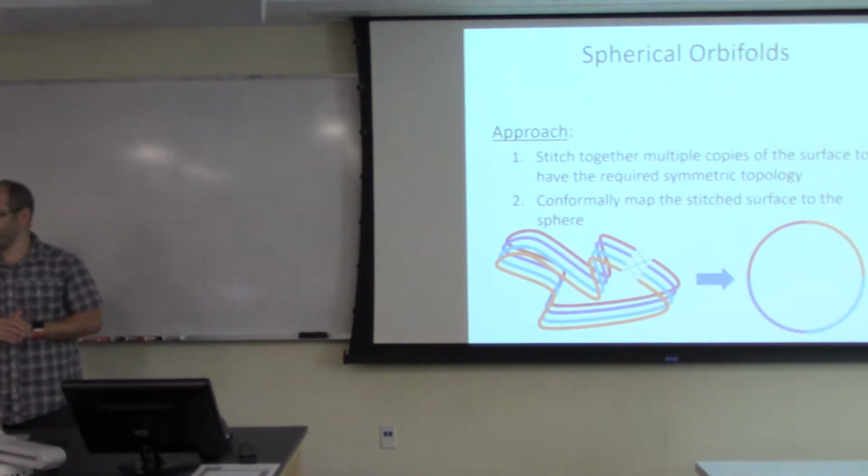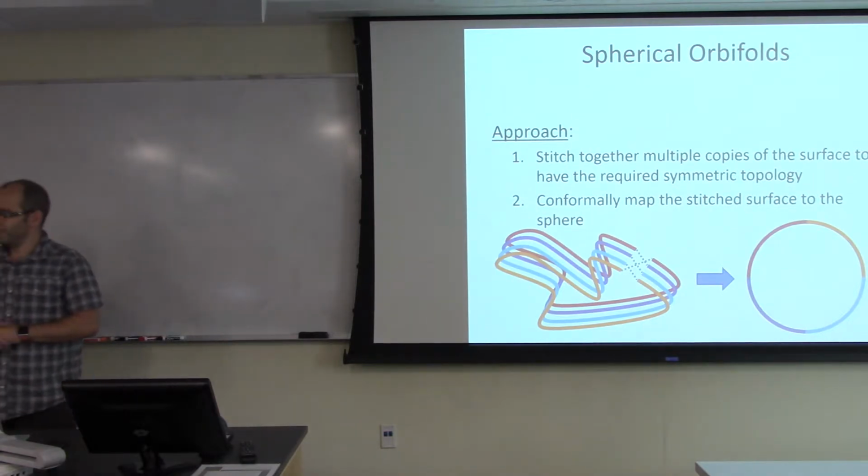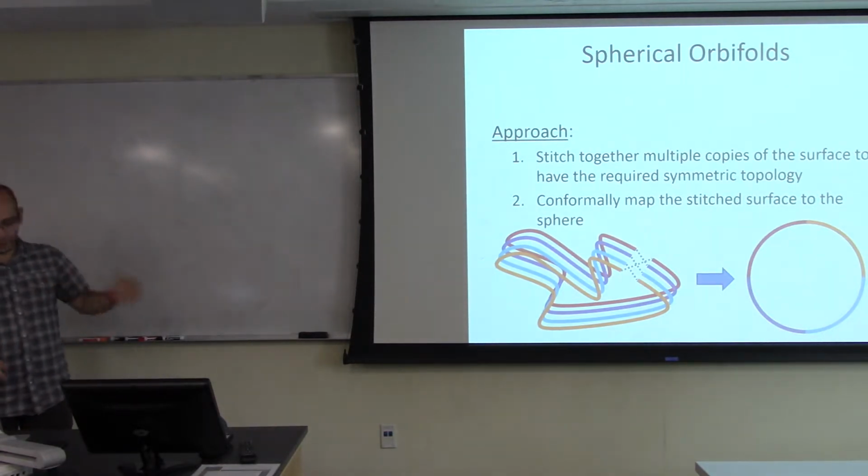So how many copies are you going to use for this sphere? Depends on which symmetry group I'm interested in. So they're all according to the symmetry group, so let me give you an example.